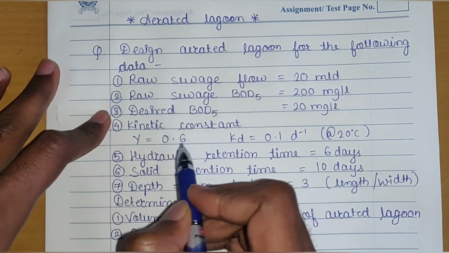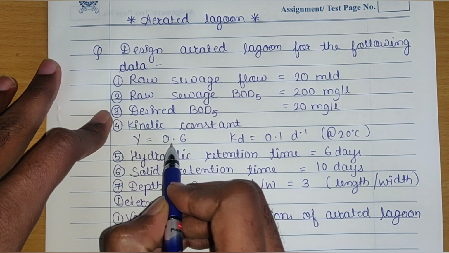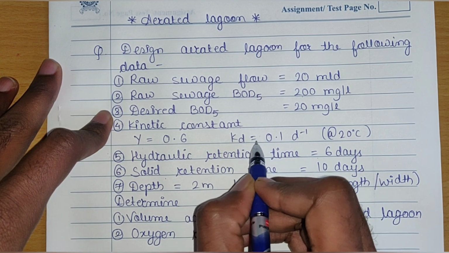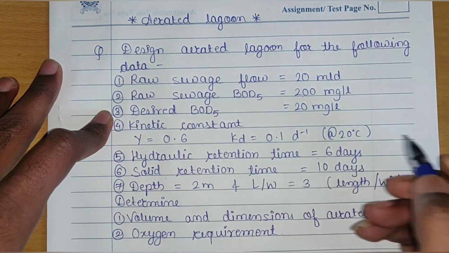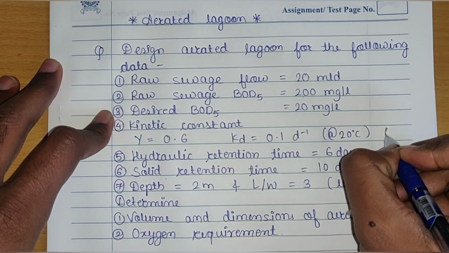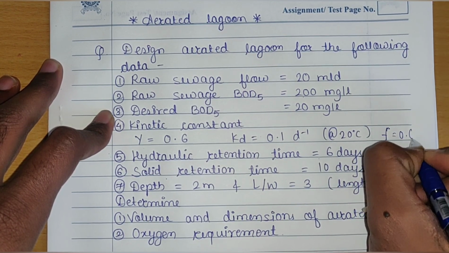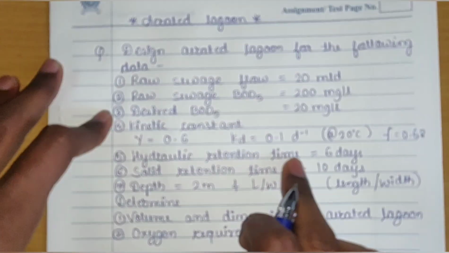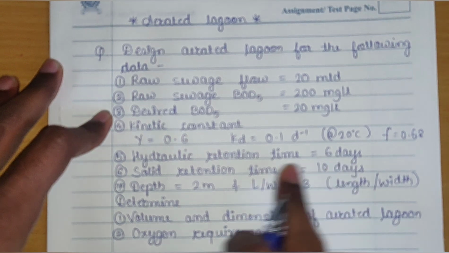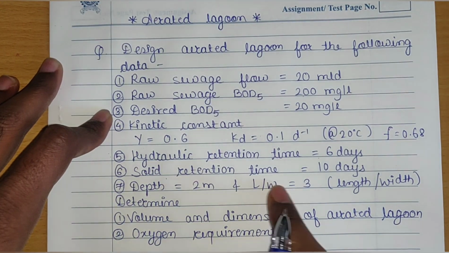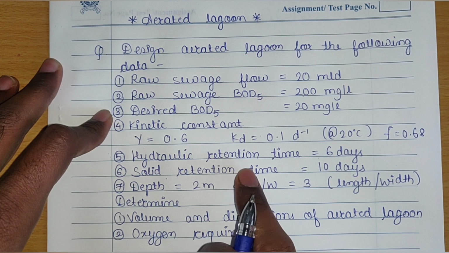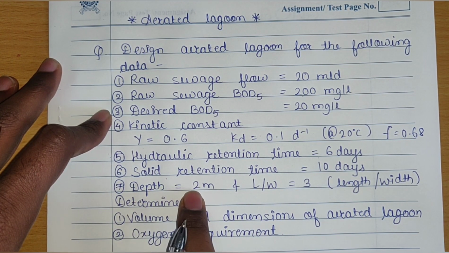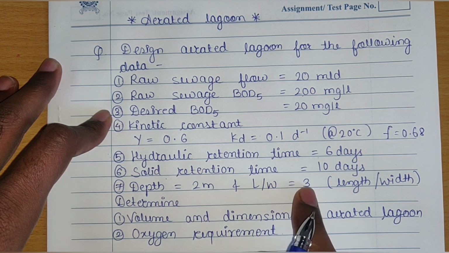Then kinetic constants are given. Yield coefficient is given as 0.6. Kd, the decay constant, is given as 0.1 per day, and also small f value is given as 0.68. Then hydraulic retention time is equal to 6 days. Then solid retention time is equal to 10 days. HRT is 6 days, theta c is 10 days. Then depth is equal to 2 meter, and length to width ratio is 3.